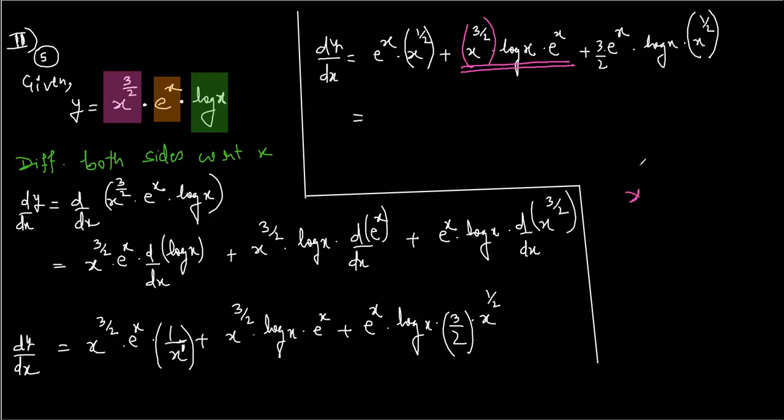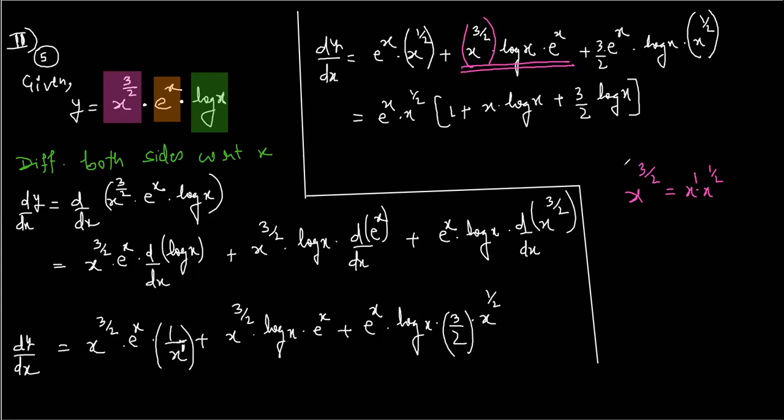How? Because x raised to 3 by 2 is x into x raised to half. Remember, what is x raised to 3 by 2? It is x into x raised to half. So here I take e raised to x into x raised to half common. So I get here 1 plus x log x. From this, x is left and e raised to x is gone, log x is left, plus 3 by 2 log of x. This is the final answer.